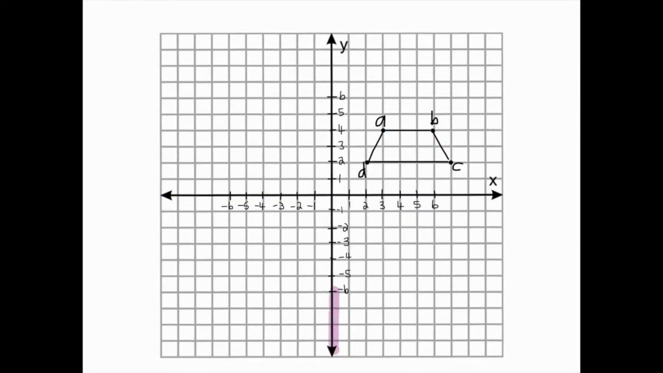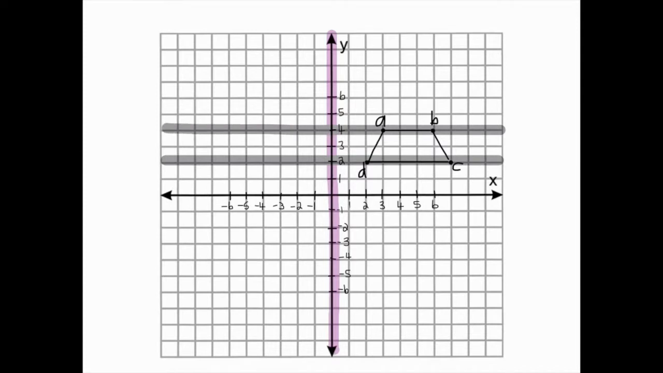If you are asked to reflect across the y-axis, then your y-coordinate will remain the same, but your x-coordinate will change from positive to negative or negative to positive. So C and D will remain on the same y value, and B and A will remain on the same y value as they go across.